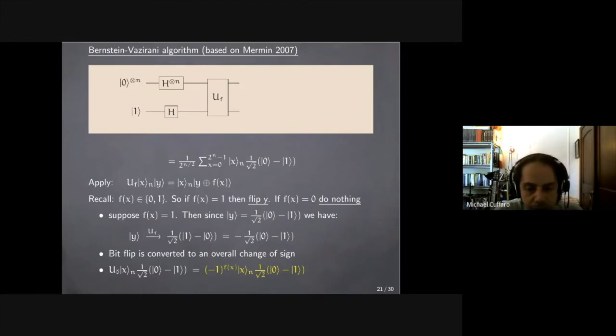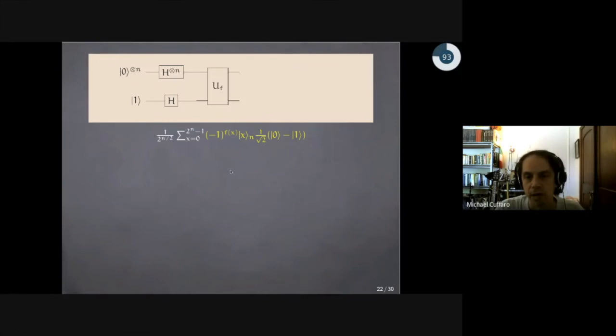So what that means is that we can re-express this part of the expression as a change of sign depending on the value of f of x. Okay, so if f of x is equal to 0, then that just evaluates to 1, and we don't change the sign. If it evaluates to -1, then we do change the sign. So now we have this state for the quantum computer.